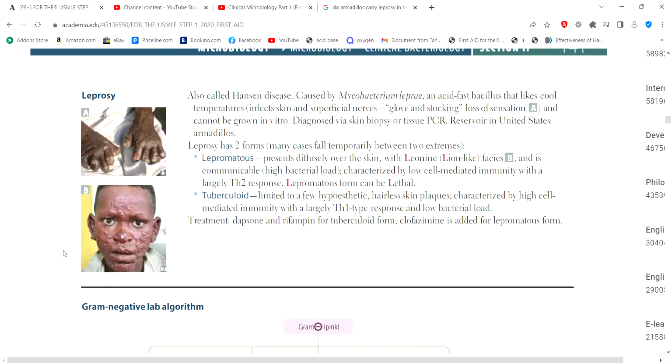And for treatment, the lepromatous one is dapsone, rifampin, and clofazimine. And for the tuberculoid one, it is dapsone and rifampin. Now I'm going to make a note of that. You should probably make a note too. Alright, so, let's see.